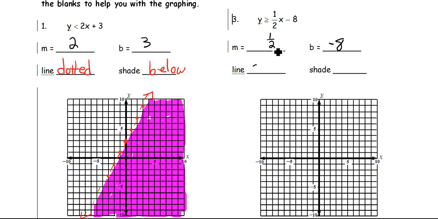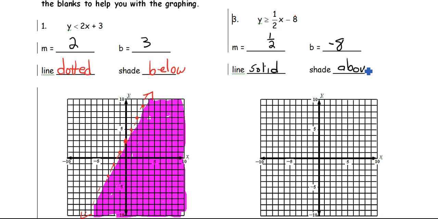But let's look at this. This is a greater than, so it's a greater than or equal to. Notice it has the or equal to sign right there. So that means that this will be a solid line. And since it's greater than, it's shaded above.